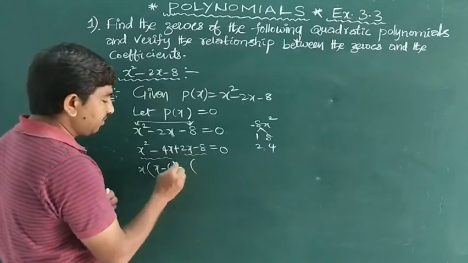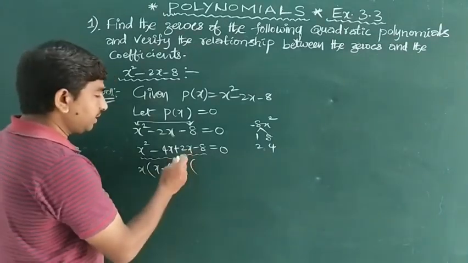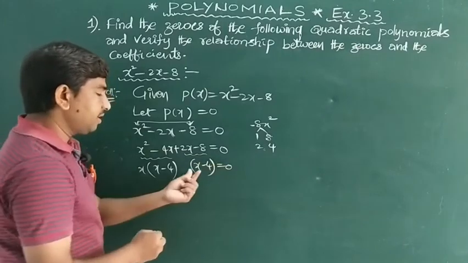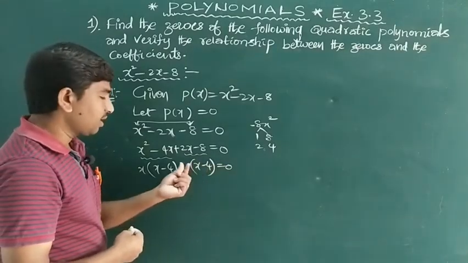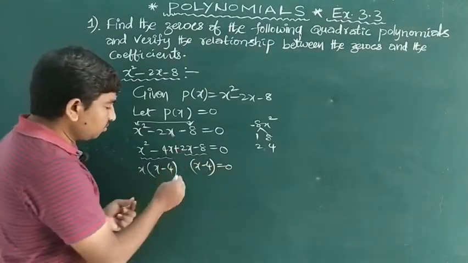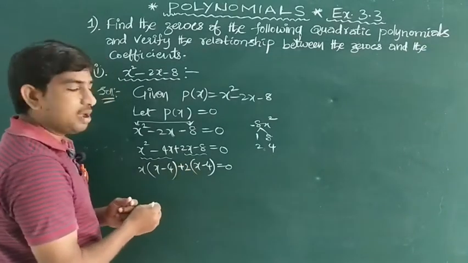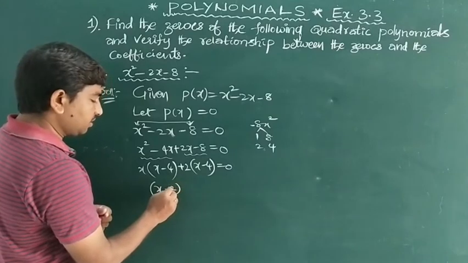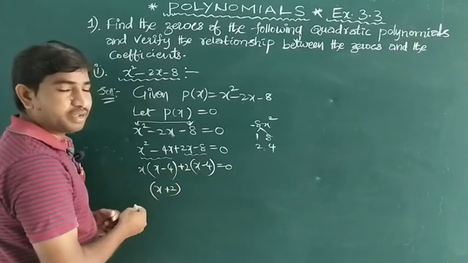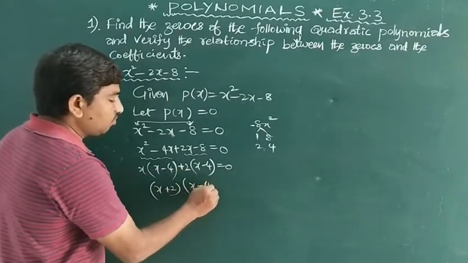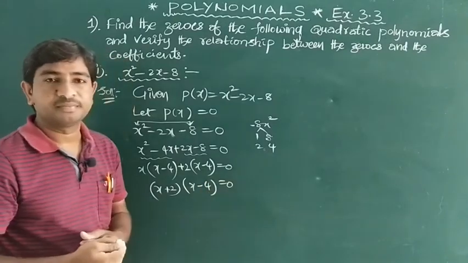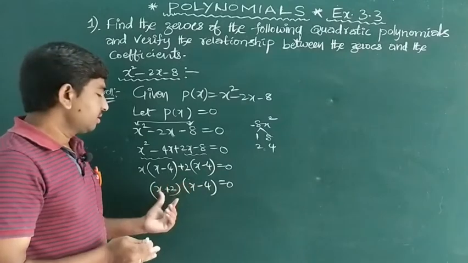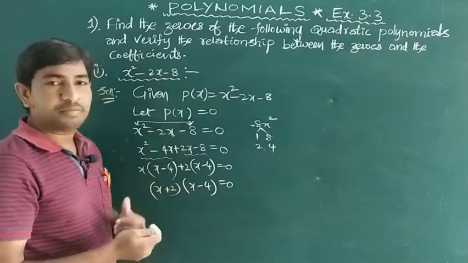So here we have x minus 4. To get the same factor in the other bracket, we need to take plus 2 as the common factor. So x plus 2 is one factor, and x minus 4 is the other factor. So x plus 2 and x minus 4 both are the factors of this quadratic polynomial.